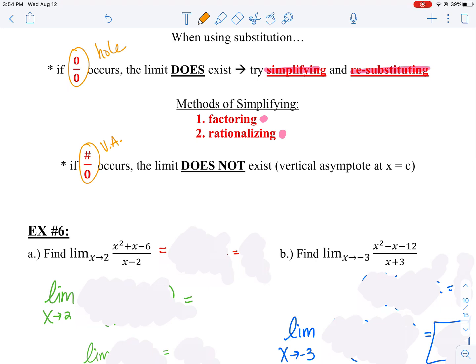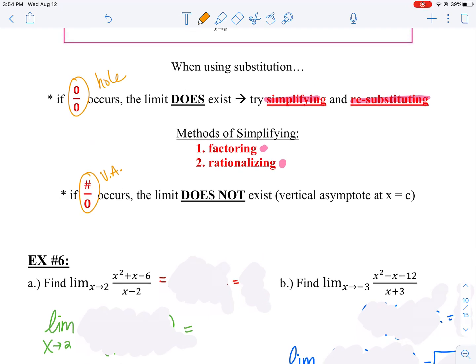But if you hit that vertical asymptote and from the left and the right, both of your graphs go up, we're going to really say that our answer is approaching positive infinity. If both of your sides go down, you're going to approach negative infinity. But you have to know the difference between hitting a hole versus a vertical asymptote.